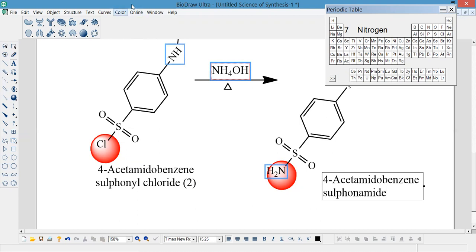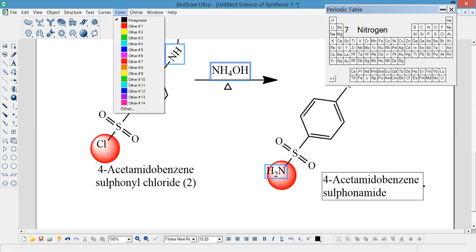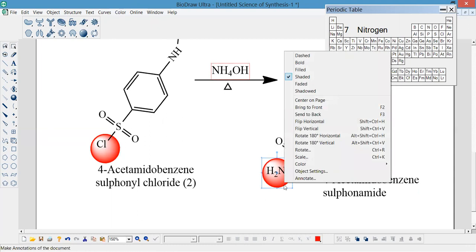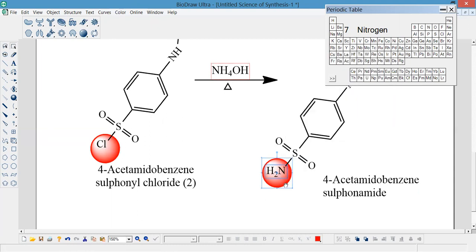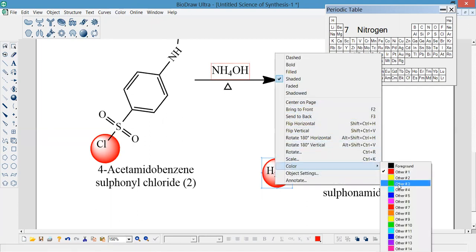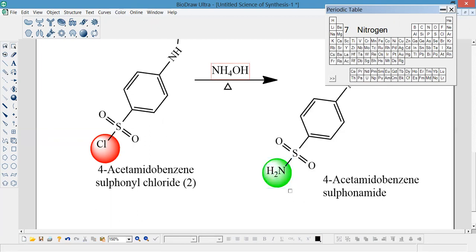Now you can change the color of these arrows to represent the different types. This chlorine in red color represents removal, and if we change the color of this with the other atom to green, it means addition, that is the amine group is added and the chlorine group is removed with the removal of HCl.